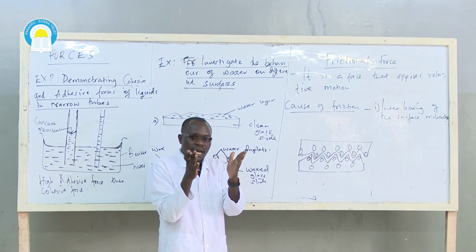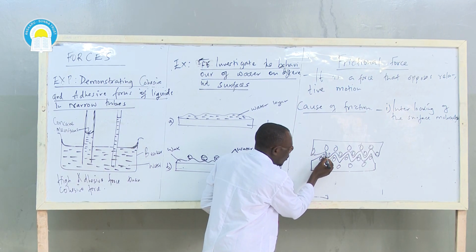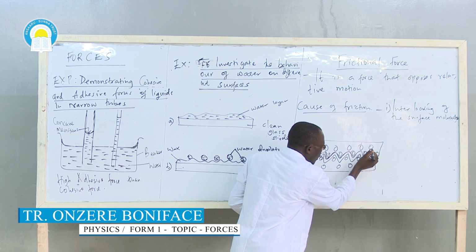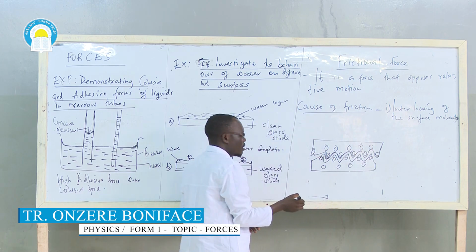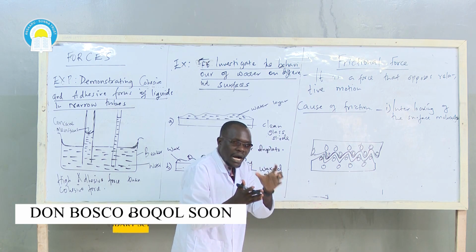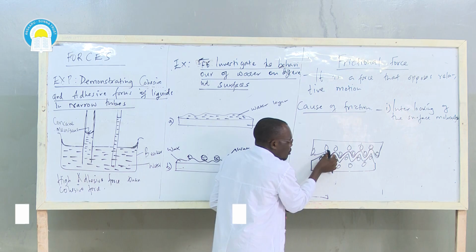So when I bring my hands in contact, what happens is we have interlocking of those protruding molecules. And you find out that if I'm trying to move my hand against the other, then some work has to be done to make sure that this molecule passes here.